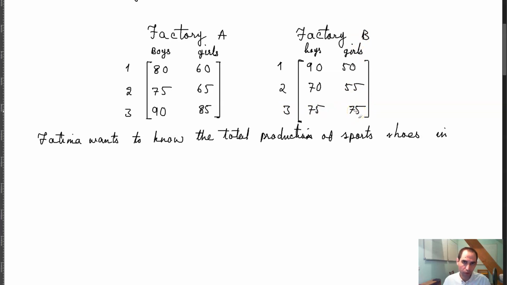And although both of them are for girls, they are different price categories, so you wouldn't want to add them together unless for whatever reason you wanted to, for which you would have to find some logical way to do it. Otherwise, in this example, what I want to do is that at the end of the day, I want to add the corresponding elements of the two matrices together. Which means that Fatima wants to know the total production of sports shoes in each price category.